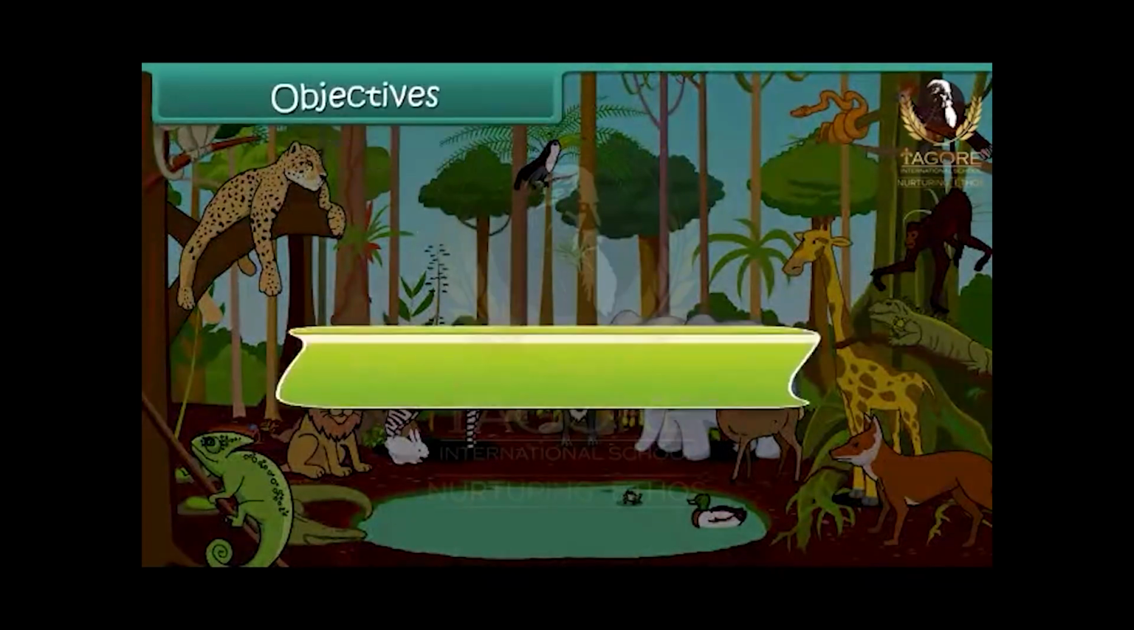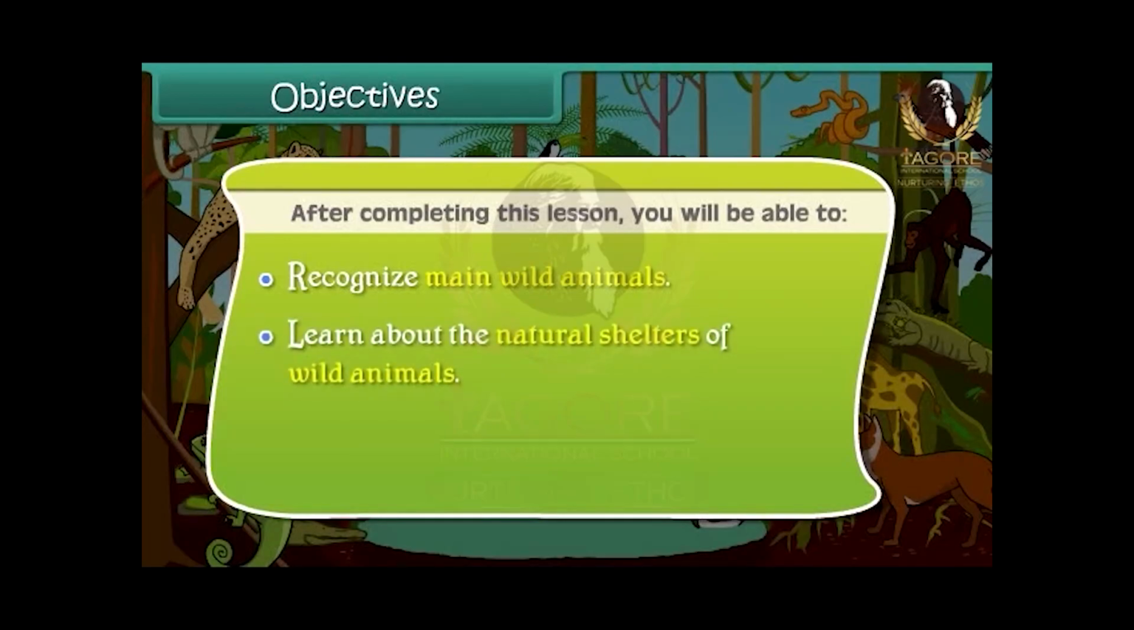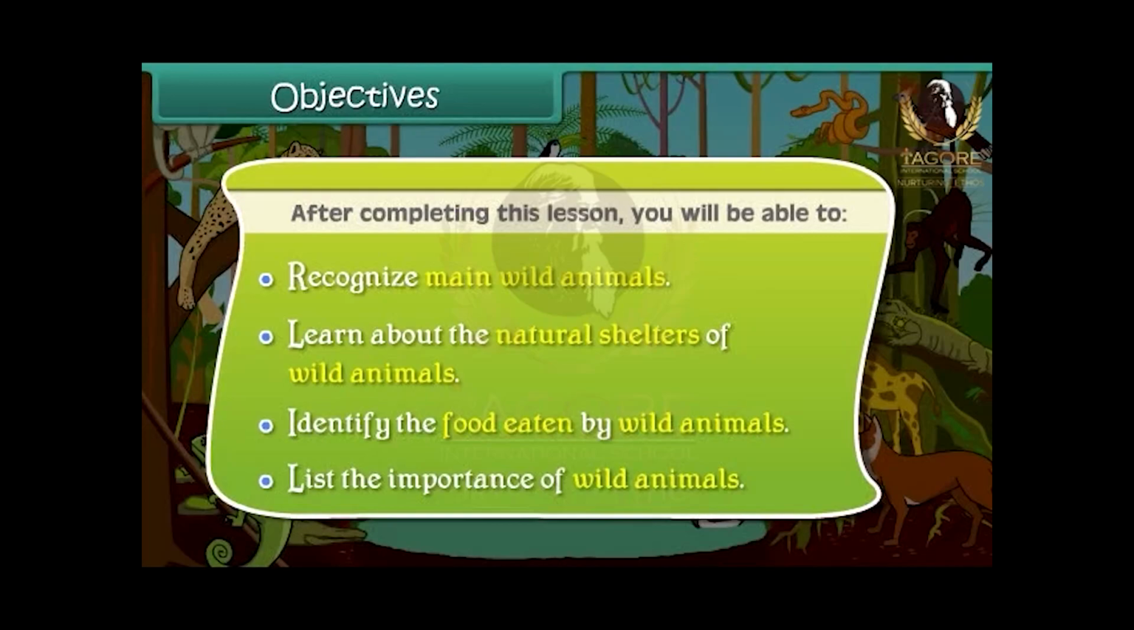Objectives. After completing this lesson, you will be able to recognize main wild animals, learn about the natural shelters of wild animals, identify the food eaten by wild animals, list the importance of wild animals.